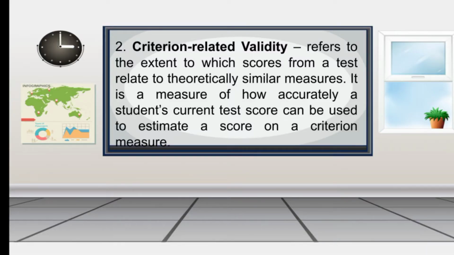The second type of validity is criterion-related validity, which refers to the extent to which scores from a test relate to theoretically similar measures. It is a measure of how accurately a student's current test score can be used to estimate the score on a criterion measure. For example, the classroom reading grades should indicate similar levels of performance as standardized reading test scores.